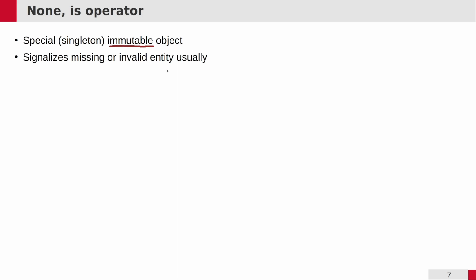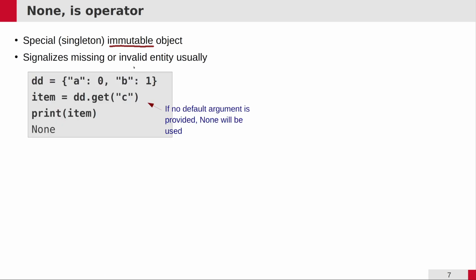So None is something which we should discuss a little bit more. So what is this None object? It's a special so-called immutable object in Python, so you cannot change it. And this is usually used to signalize missing or invalid entities, right? So that's the usual role.